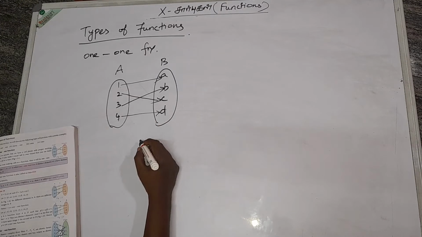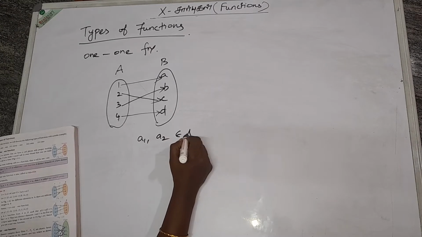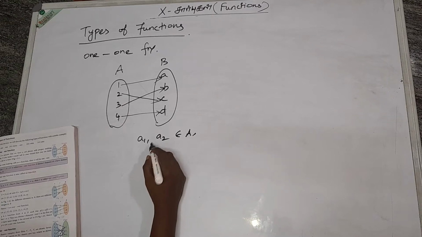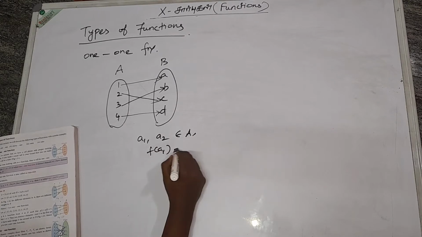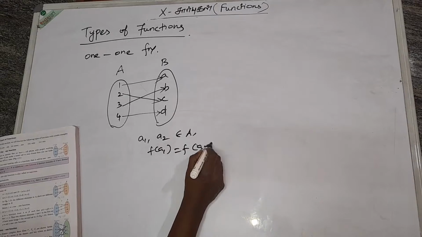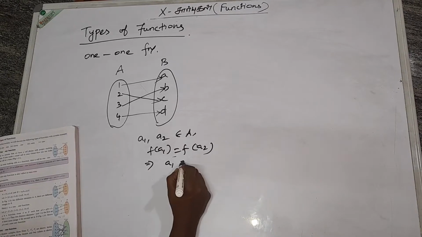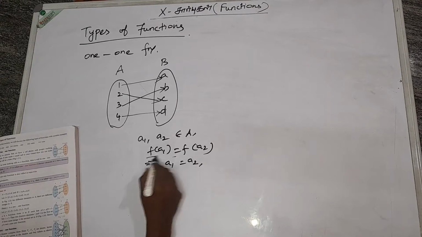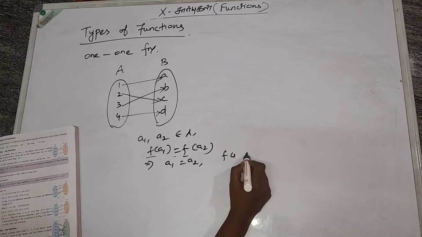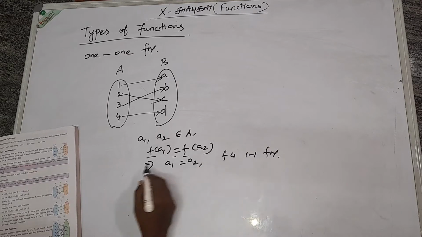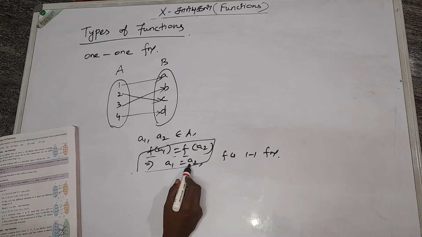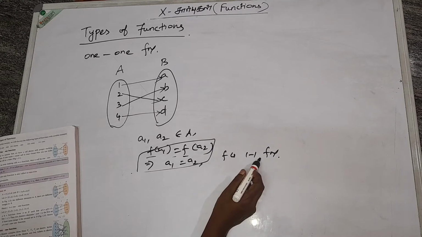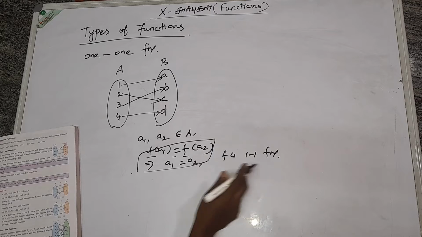So we can say for all A1, A2 belongs to A, if f of A1 equal to f of A2 implies A1 equal to A2, then we can say the function f is called as one-to-one function. Okay, if f of A1 equal to f of A2 implies A1 equal to A2, that means f is one-to-one function. Okay.